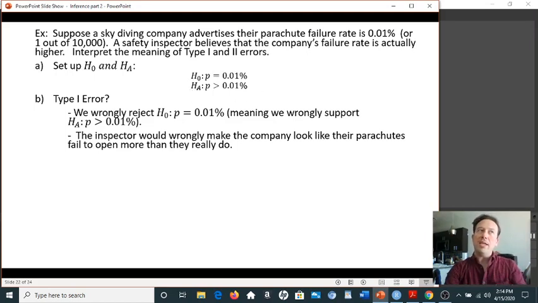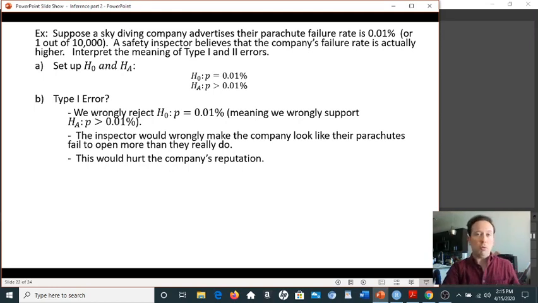So what issue could that create? Well, that would hurt the company's reputation. You would probably file a report. You would probably fine the company for something that's not even true. And then, of course, the word would get out there that this company has a much higher failure rate than what they're advertising, and their business would go down.